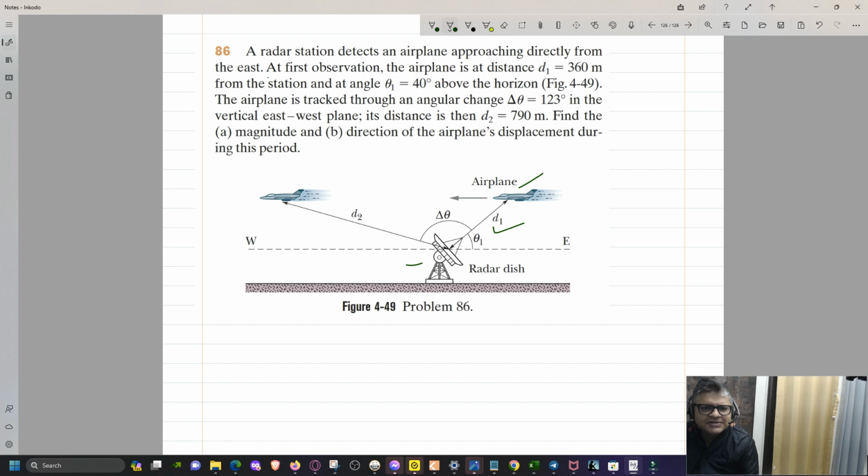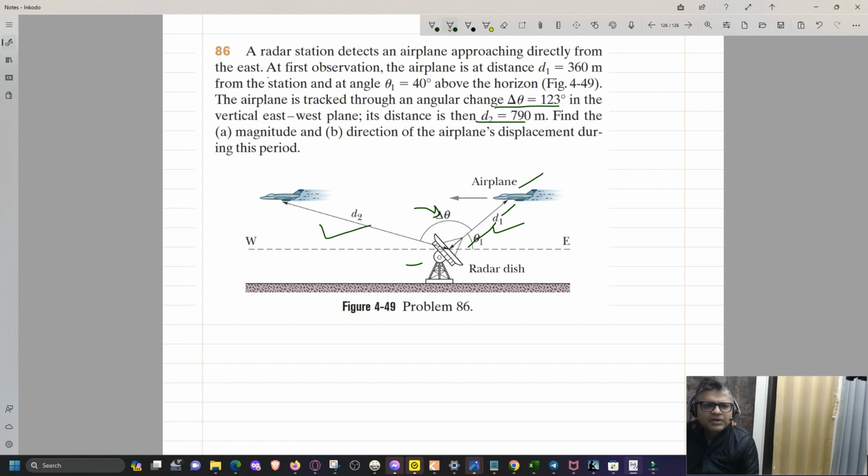So this distance is given to be 360 and the angle is given to be 40 degrees above the horizon. The airplane is tracked through an angular change of 123 degrees. So this angle is 123 degrees. Just for your information, the radar keeps on moving to detect the plane. It moves with the plane, and the distance when you move through this angular distance of 123 degrees is 790. So this D2 is 790.